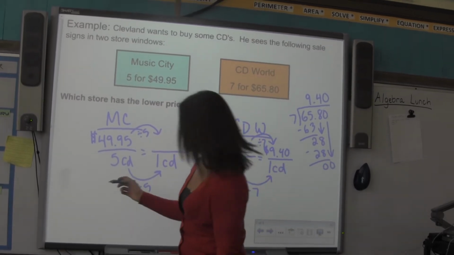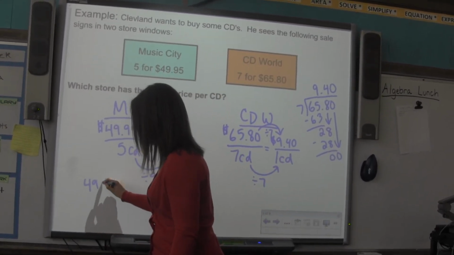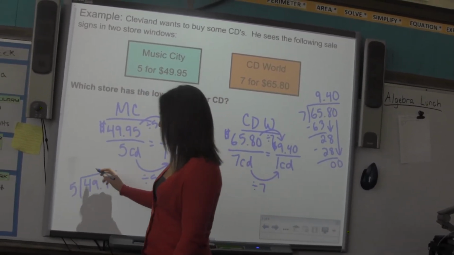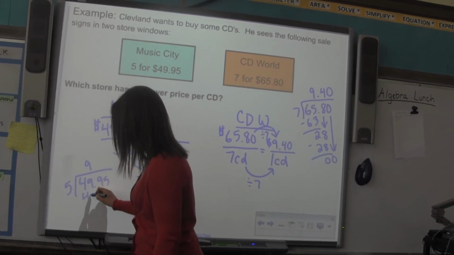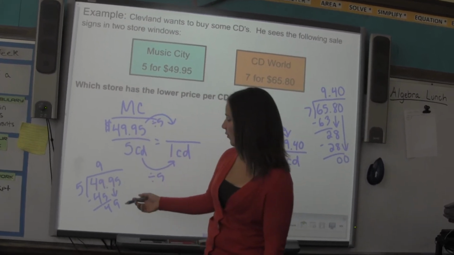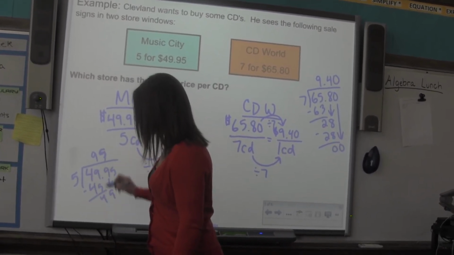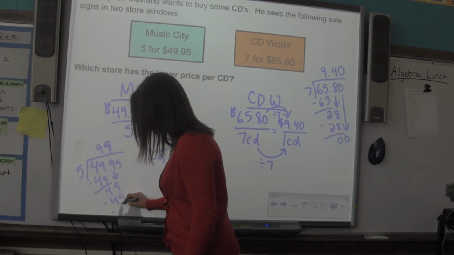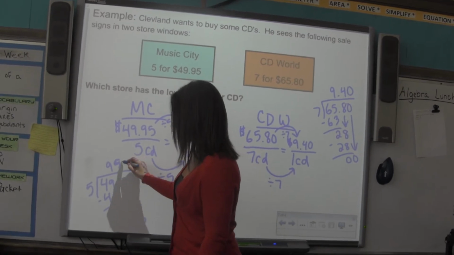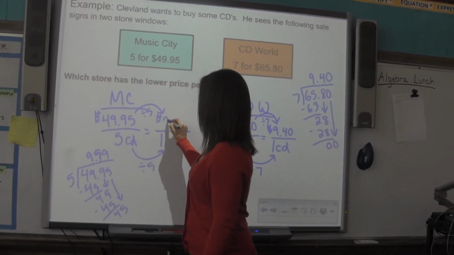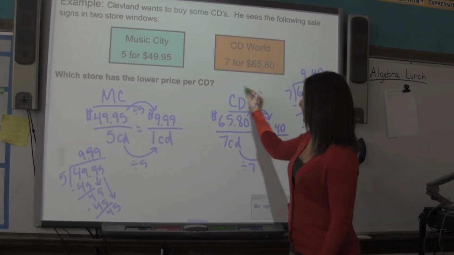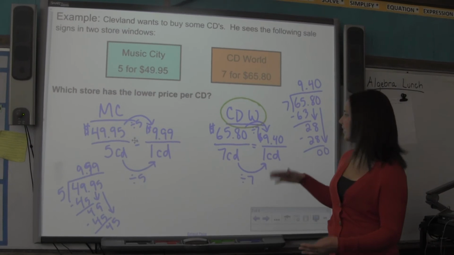And again, I can't do this in my head, so I'm going to do it on a separate piece over here. Okay, 5 goes into 49 9 times, and that's 45. 5 goes into 49 again, 9 times, and that's 45. And then 5 goes into 45 9 times. So over here, it's $9.99 per CD. So which was the better buy? CD World, because each CD only costs $9.40.